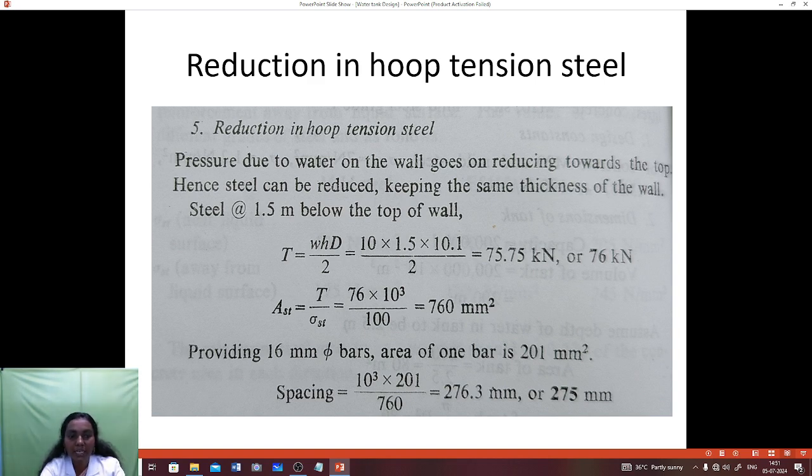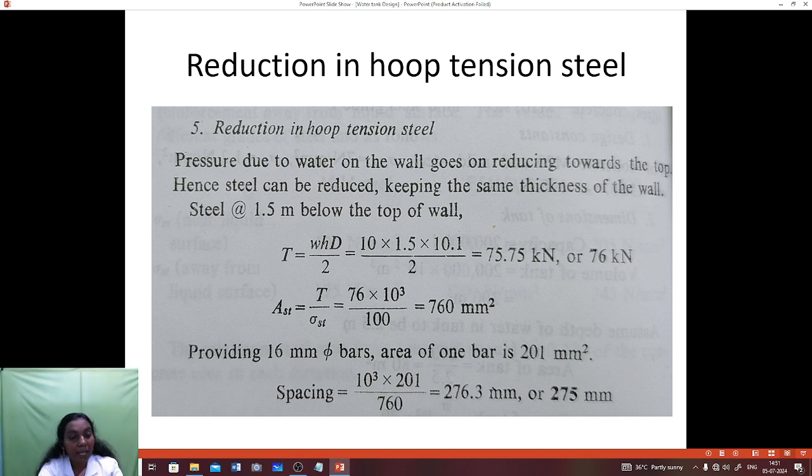Now the tank height is 3 meter. So half of the tank means 1.5 meter below the top of the wall. Find the AST. Okay. Now the hoop tension is W into H into D divided by 2.